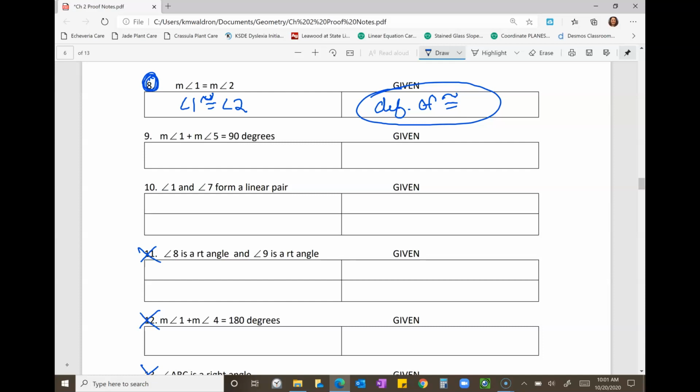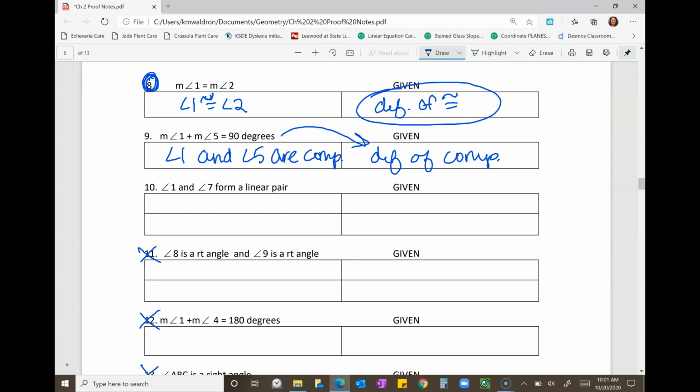On proof 9, I give you that the measure of angle 1 plus the measure of angle 5 equals 90 degrees. So that means that angle 1 and angle 5 are what we like to call complementary. And this is just by definition of complementary angles. Okay, so I have to know my definitions in order to figure this out.